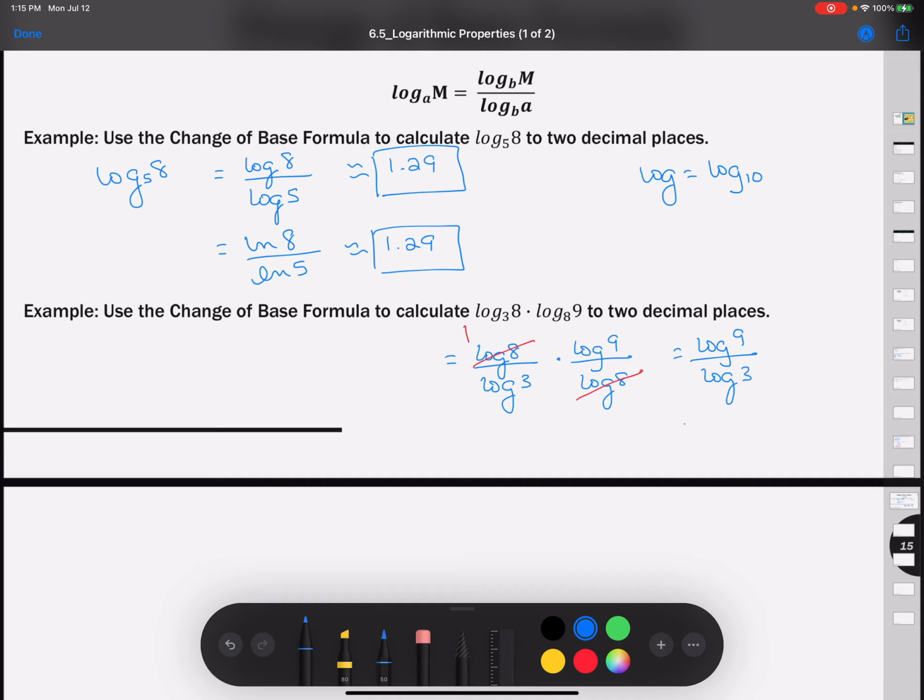And this, using your calculator, is going to be some value that I did not calculate. Let's see. So log of 9 divided by log of 3. And that's equal to 2.